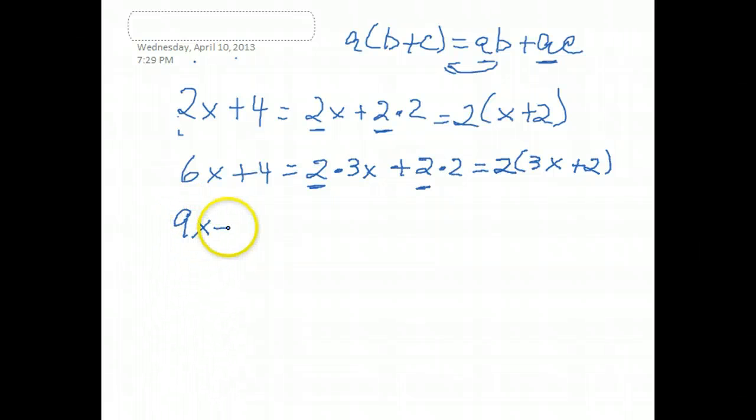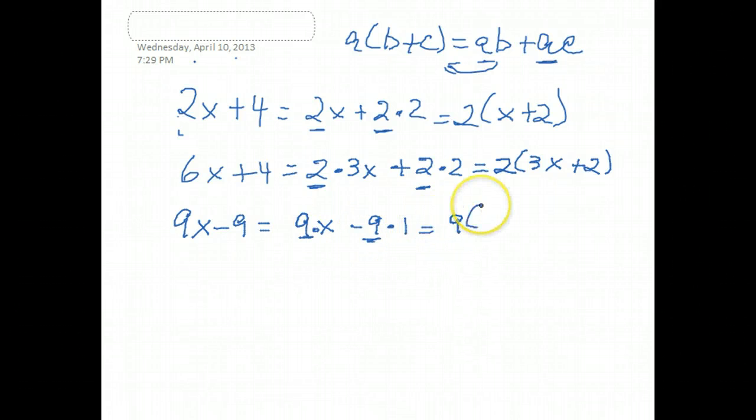9x minus 9. Okay, so I can rewrite this as 9 times x minus 9 times 1. Right? Because if I want to be able to get something out, I've got to have something that remains after I take the second 9 out. So 9 is my common factor, and therefore this becomes 9 times (x minus 1).